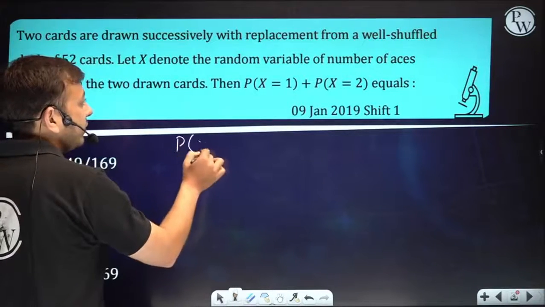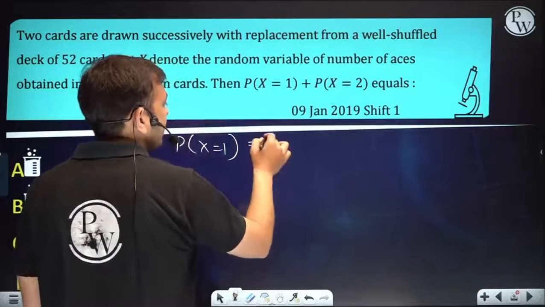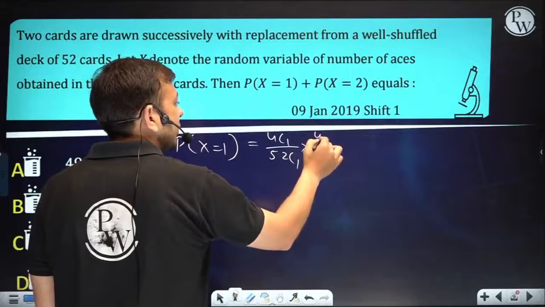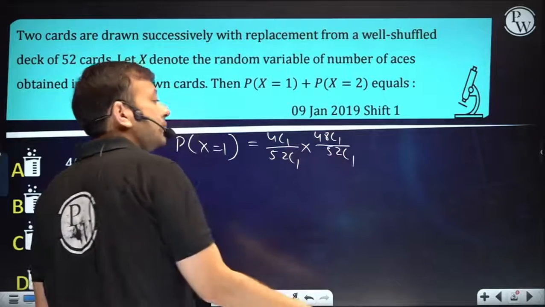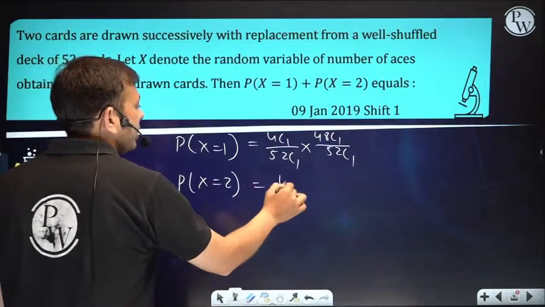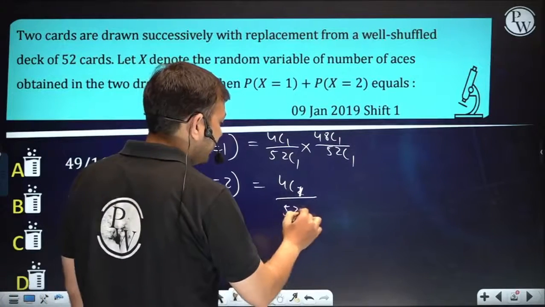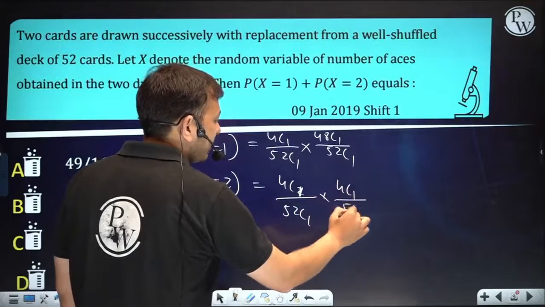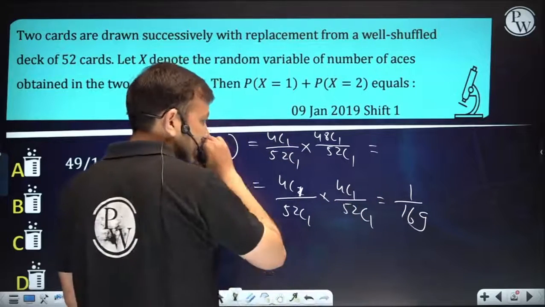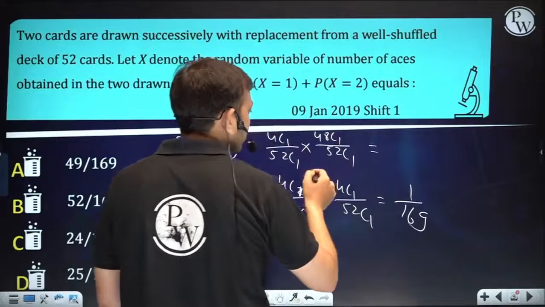Like for P of x is equals to 1. Means one card is taken out. Out of the 2 cards, one will be ace. So 4C1 by 52C1, but it is with replacement. So 48C1 by 52C1 instead of 52C2. Then probability of x is equals to 2 means 4C1 only, because together you are not doing, into 52C1 into 4C1 by 52C1. So this is 1 by 169. This one will be like 1 by 13 and 4 ones are and 4 twos are.